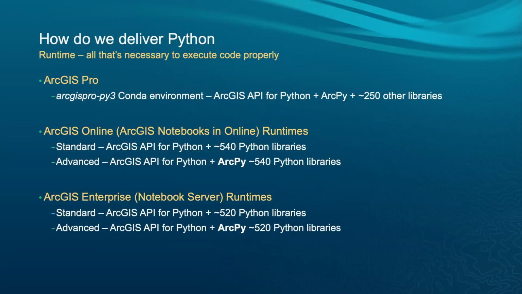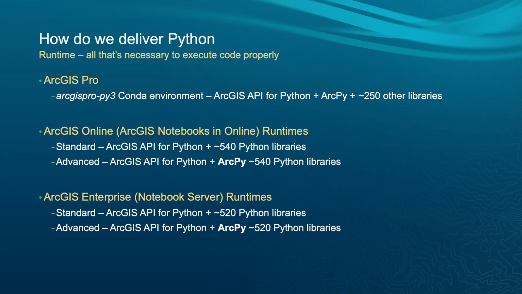How we deliver Python to you. With ArcGIS Pro, right, you install ArcGIS Pro, Python is installed. And in addition, there is a Python package management utility installed called Conda. And with that, Conda works through setting up environments on your system. Environments are a fancy word for directory paths that isolate libraries and dependencies from each other.